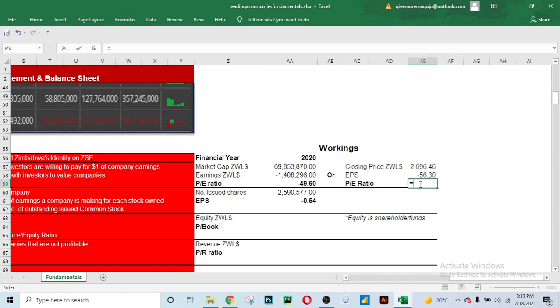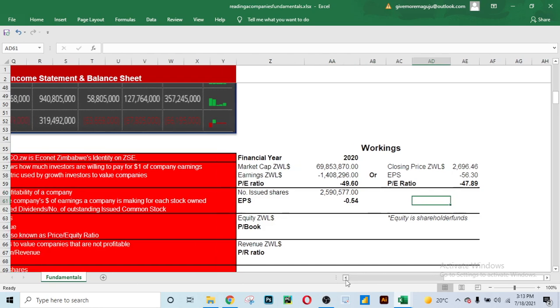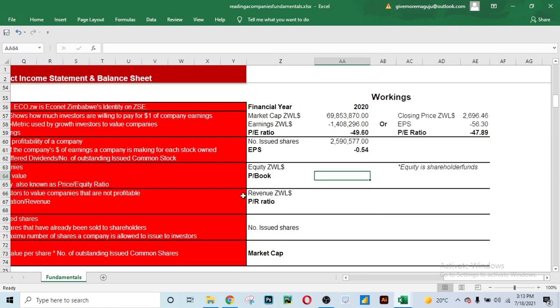If we say equals closing share price divided by earnings per share, then we get 47.89. Please note that this figure is a bit different from this one, but I think it has something to do with the rounding. So perfect, it's not that bad. Let's go back and take a look at the price to book value.